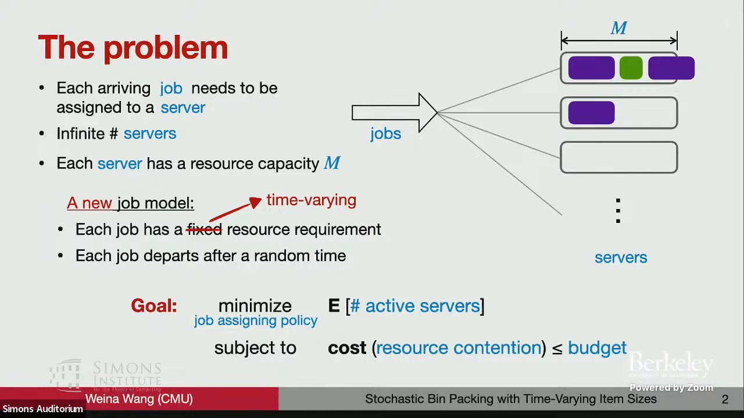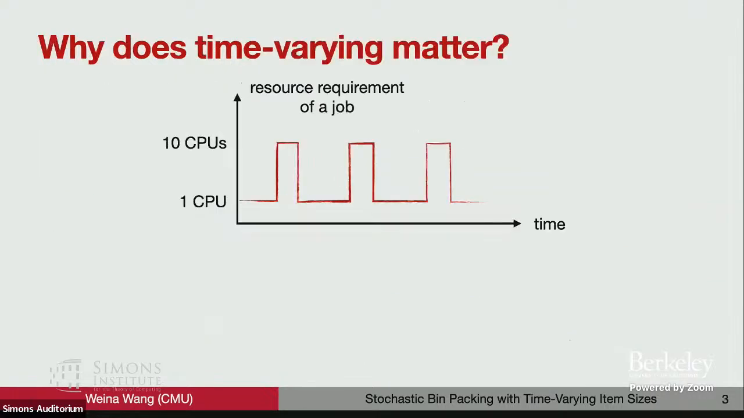We assume now we are going to minimize the number of active servers subject to this cost constraint. This is a little bit similar to the overbooking model Daniel talked about in the previous talk. So you could overuse the resource, but you need to pay certain costs. So why do we want to model the time varying thing? Why do we care about this problem?